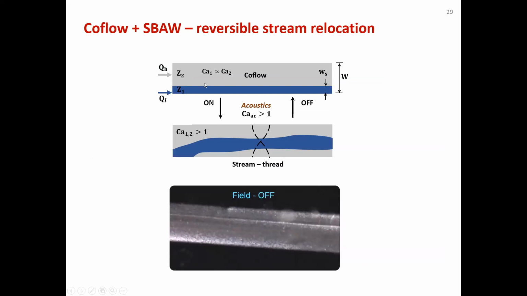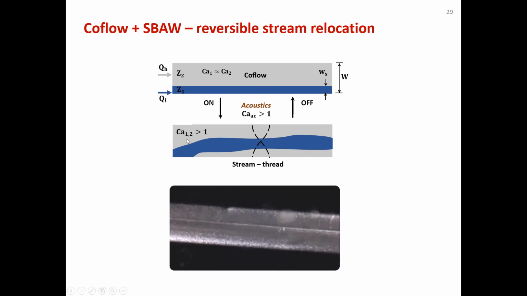Now, this is what we had seen when you have a stable co-flow and you expose it to a sound wave, and the capillary numbers of both these streams are greater than 1. The high impedance stream locates to the center as a thread. And when you switch off, the co-flow reestablishes again.